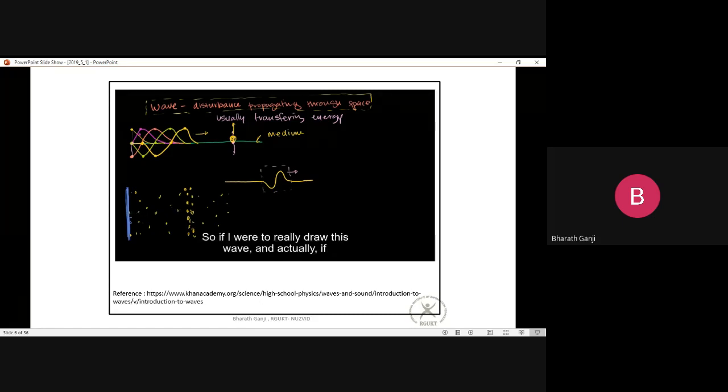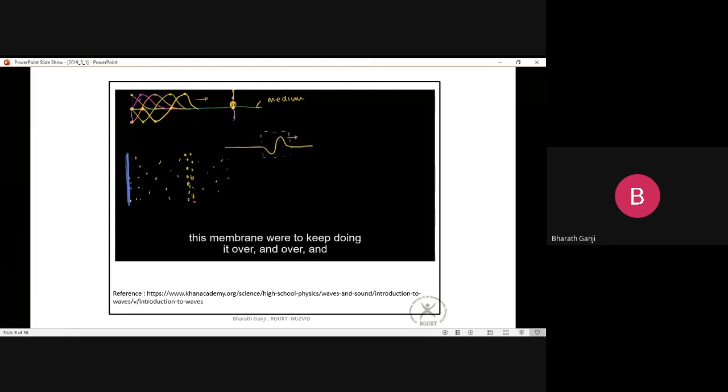So if I were to really draw this wave, and actually if this membrane were to keep doing it over and over again, so it kept going forward and back, or right and left, what you would have is a series of compressions. The air would just have a series of compressions. So that's one compression. You'd have another compression right there, another compression right there. And then in between the compressions, the air is less dense. And what we've essentially just generated is a sound wave traveling through air. So this right here is a sound wave.